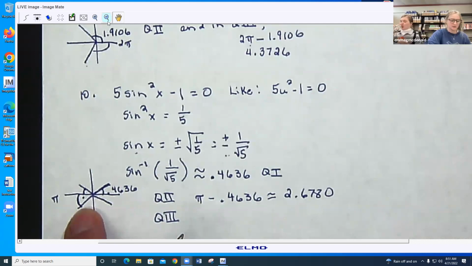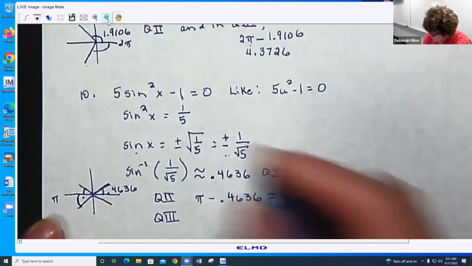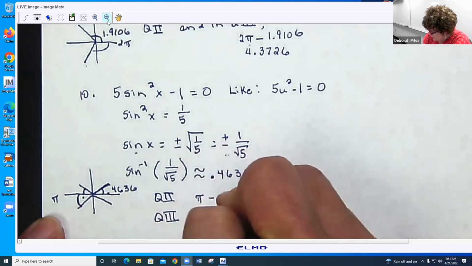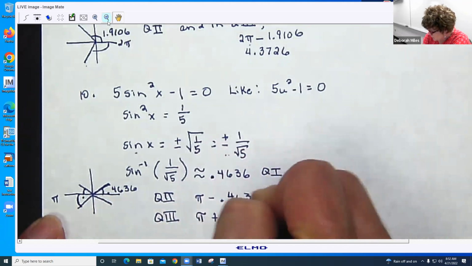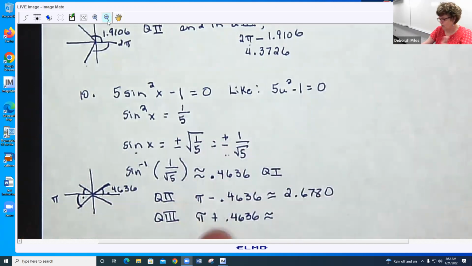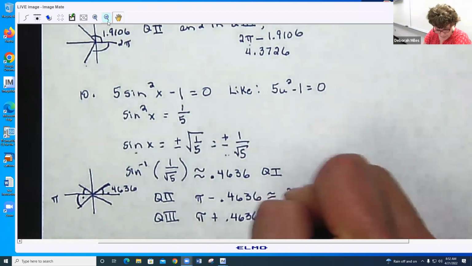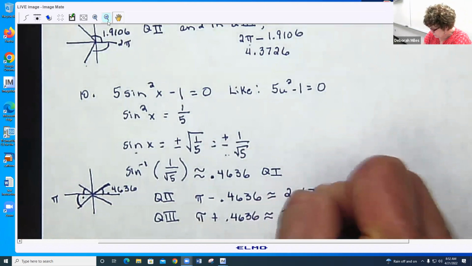Would you add 0.4636 to pi? Yeah, pi plus 0.4636 would give me the angle that's about half a radian past pi. And I got that to be about 3.6052.